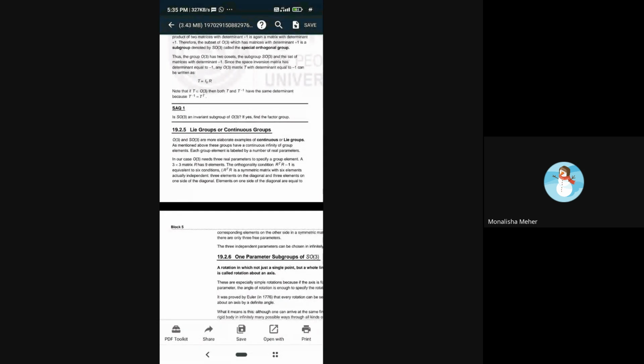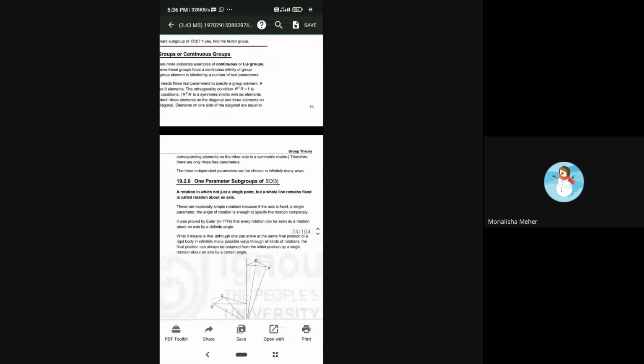O3 and SO3 are more elaborate examples of continuous or Lie groups. As mentioned above, these groups have a continuous infinity of group elements. Each group element is labeled by a number of real parameters. Okay, so O3 needs three real parameters to specify a group element. A 3x3 matrix R has 9 elements. The orthogonality condition R transpose R is equal to 1 is equivalent to 6 conditions. R transpose R is a symmetric matrix with 6 independent elements: 3 elements on the diagonal and 3 elements on one side of the diagonal. Elements on one side of the diagonal are equal to corresponding elements on the other side in a symmetric matrix. Therefore, there are only 3 free parameters. The 3 independent parameters can be chosen in infinitely many ways.